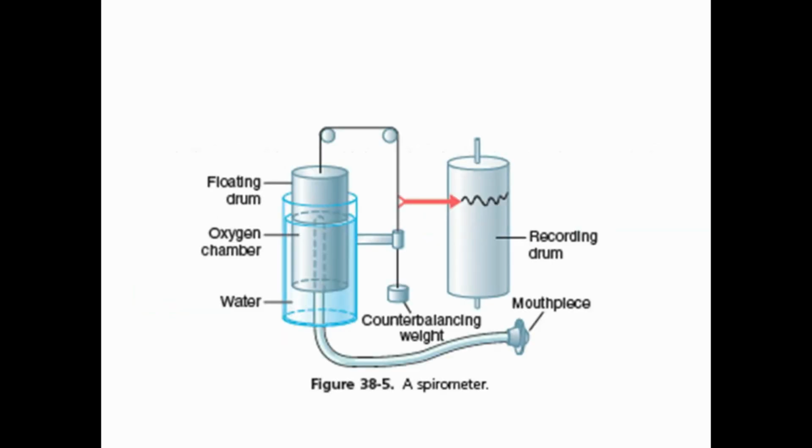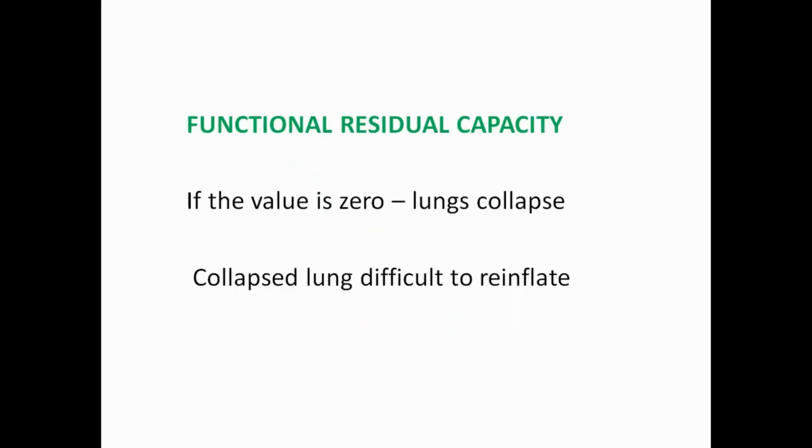So this is a diagram of the spirometer, and this is a wet type of spirometer. In the next video we will be discussing how this wet type of spirometer works, and how this drum is rotating, what happens when the drum rotates, what the arrow is doing there, all this.